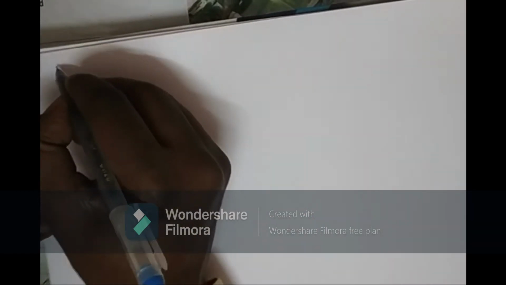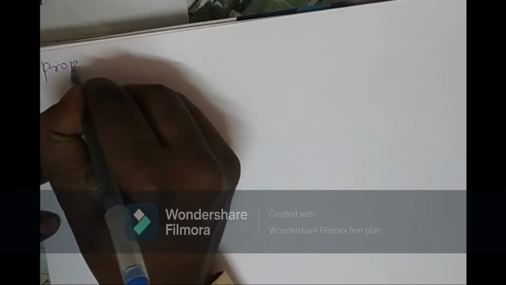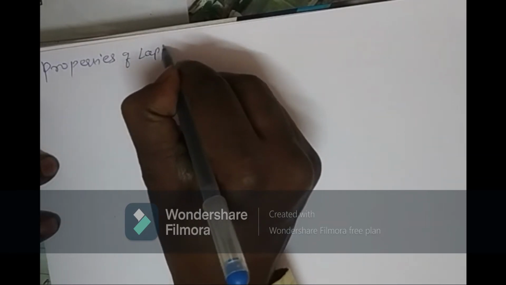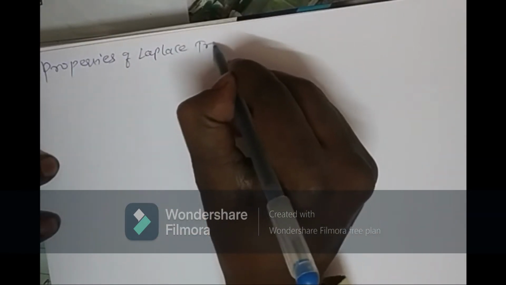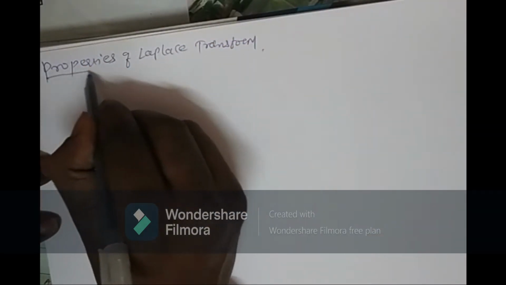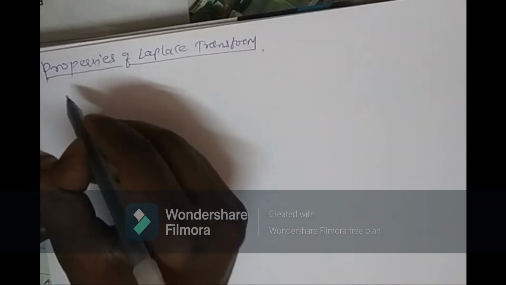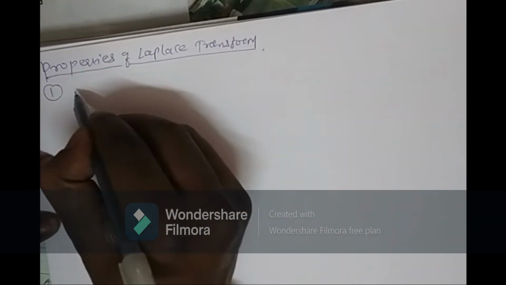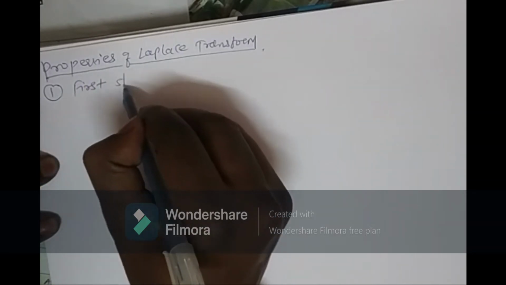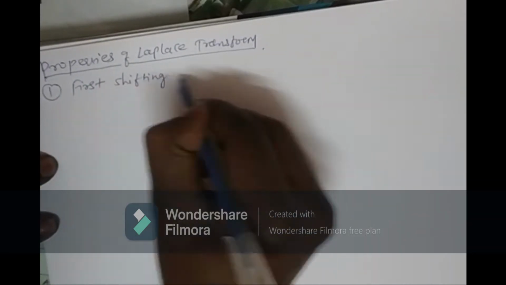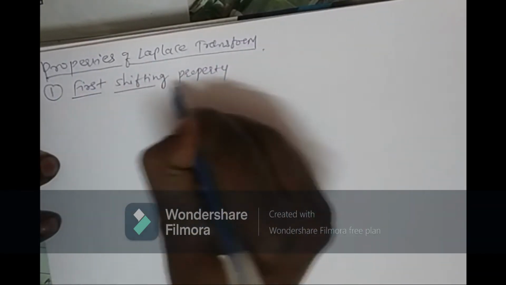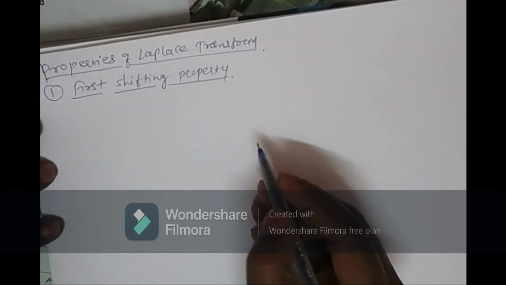So, let us see first the properties of Laplace transform. So the first property is the first shifting property. Okay.